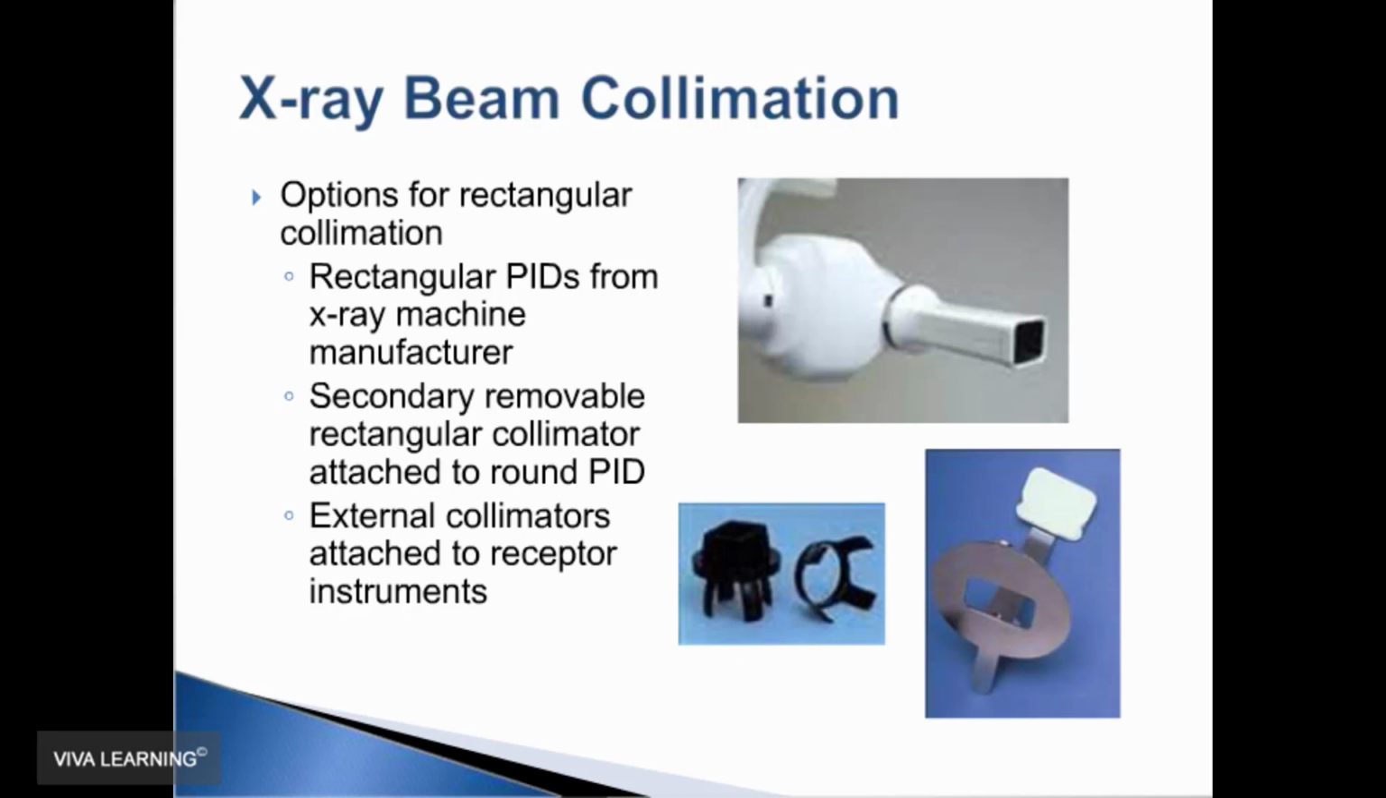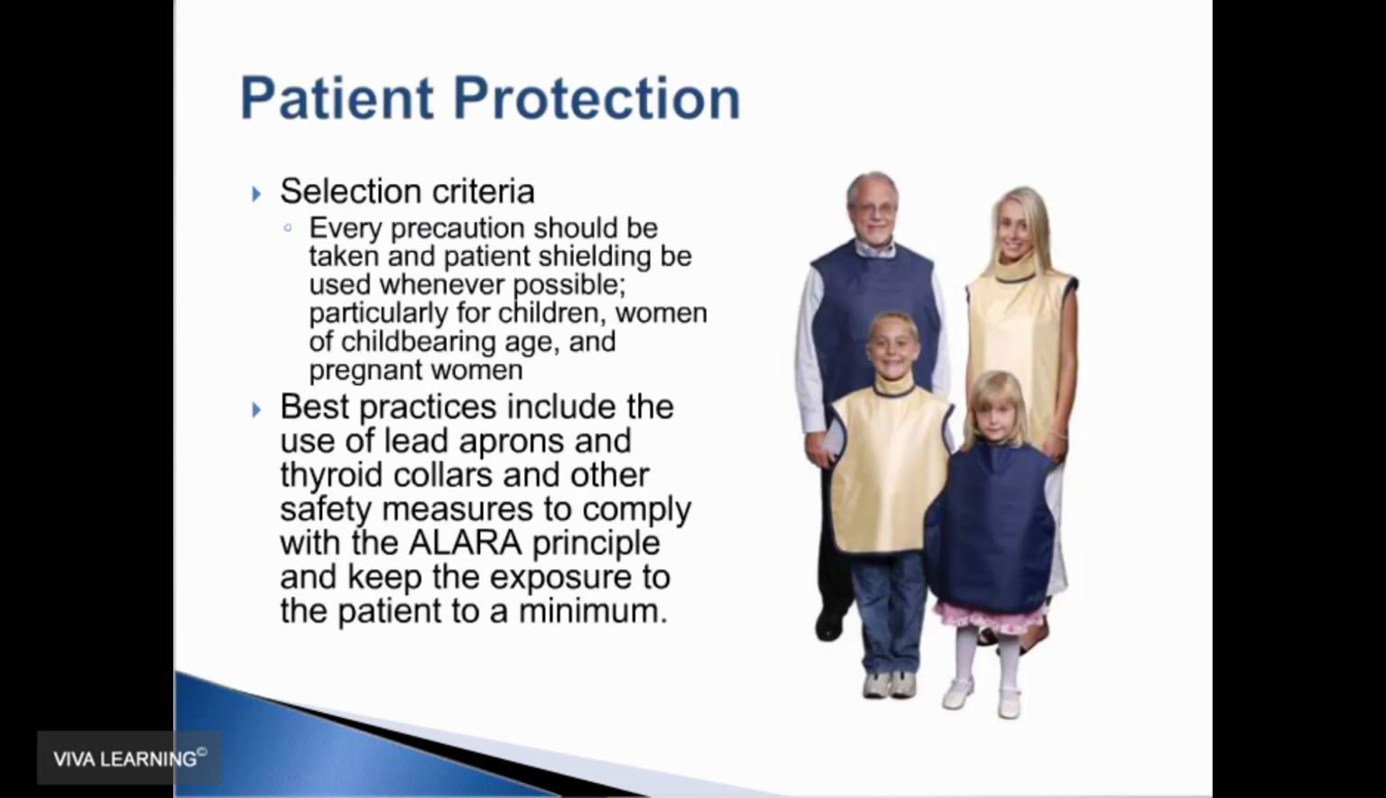There are a variety of ways that you can collimate the beam. There are devices that you can unscrew and replace to produce a rectangular collimator. If your machine doesn't permit this and you're interested in rectangular collimation, there are also devices that can clip in or slide into a round collimator to make it rectangular. And then there are also instruments that will block the beam and that can be used during the acquisition of images, both film, plate, or digital.